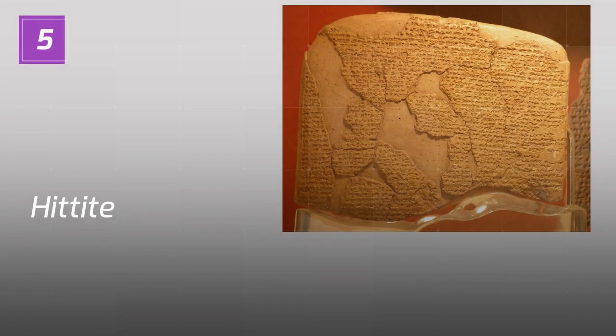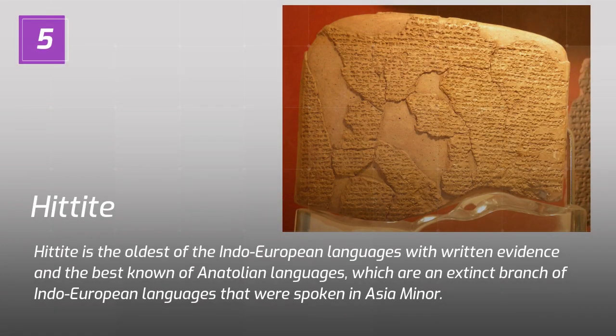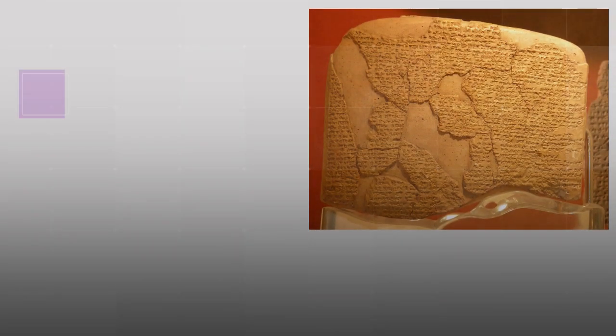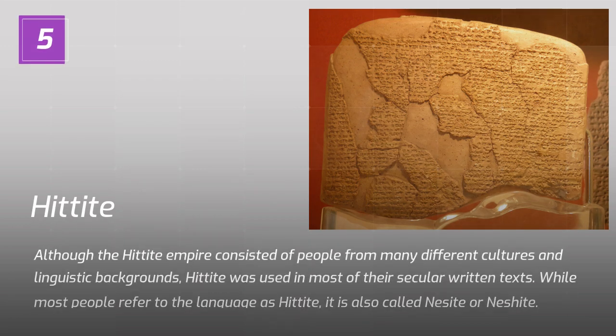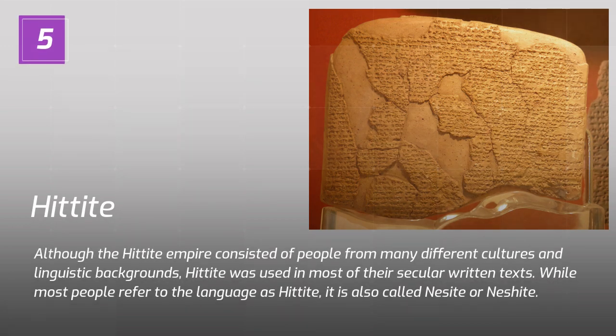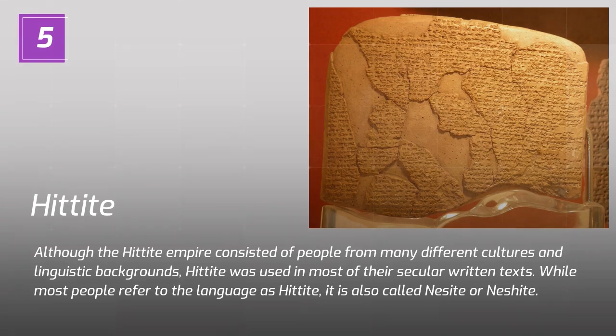Number 5. Hittite. Hittite is the oldest of the Indo-European languages with written evidence, and the best known of the Anatolian languages, which are an extinct branch of Indo-European languages that were spoken in Asia Minor. Although the Hittite Empire consisted of people from many different cultures and linguistic backgrounds, Hittite was used in most of their secular written texts. While most people refer to the language as Hittite, it is also called Nesite or Neshite.